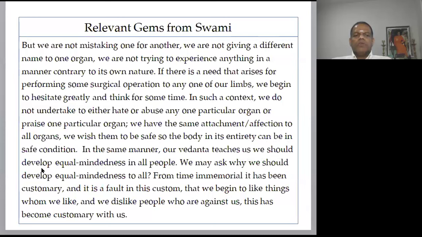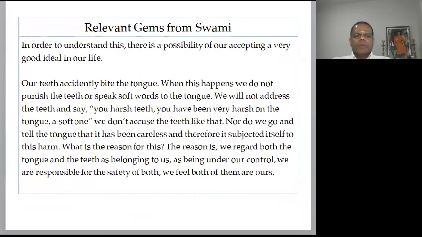We may ask why we should develop equal-mindedness toward all. From time immemorial, it has been customary, and it is a fault in this custom, that we begin to like those whom we like, and we dislike people who are against us. This has become customary with us. In order to understand this, there is a possibility of our accepting a very good ideal in our life.